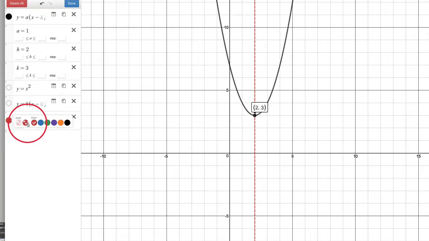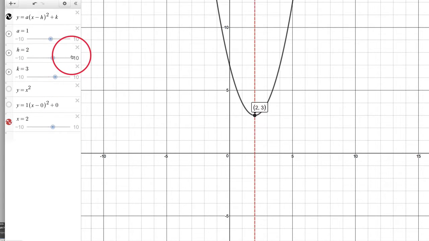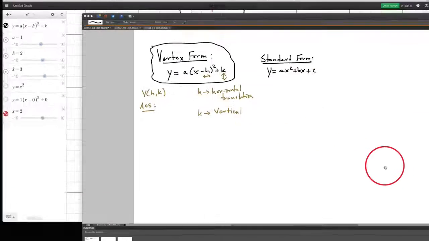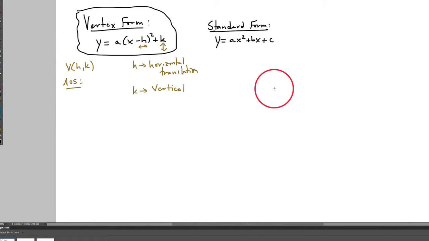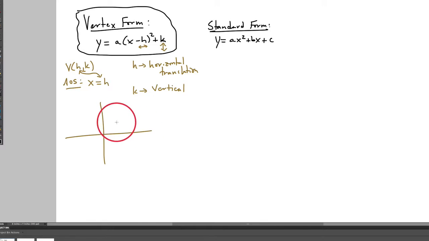But the thing I really want to point out is that the axis of symmetry is always x equals whatever the h value, or the x value, of your vertex is. So with respect to vertex form, the axis of symmetry is always the line x equals the same x value that we have in our vertex. In a nutshell, every parabola in vertex form has its vertex given by some h and some k, and its axis of symmetry defined as x equals h.